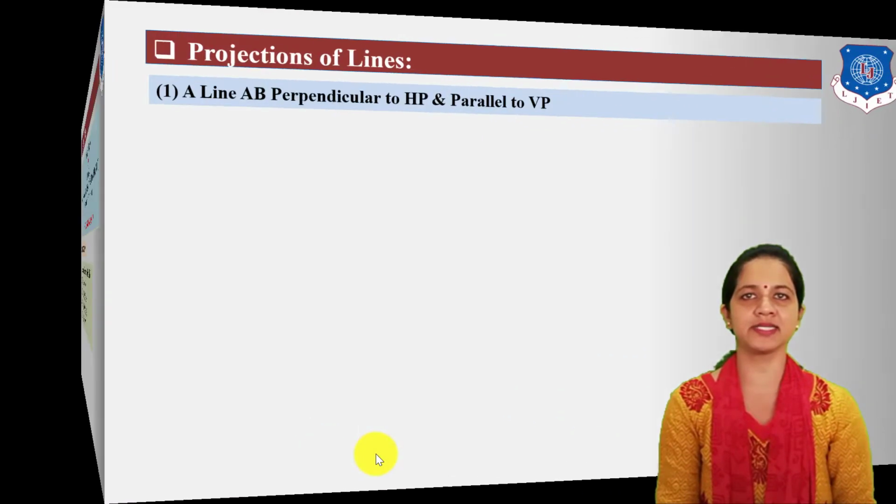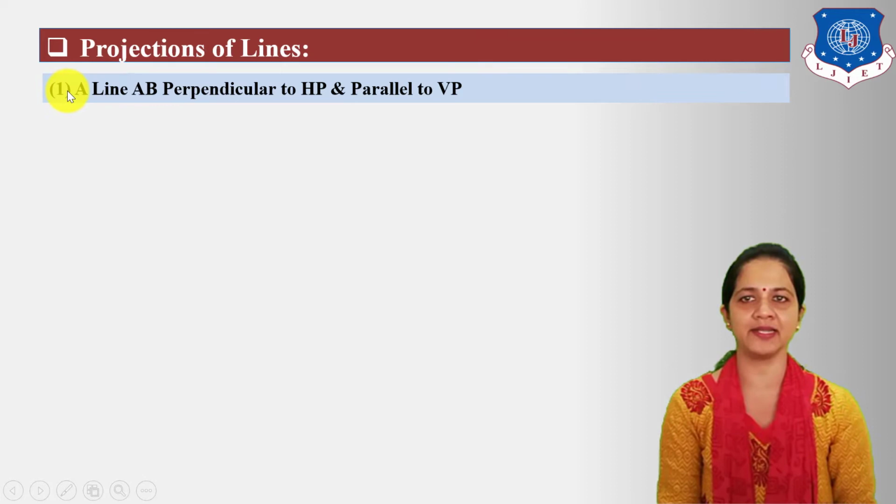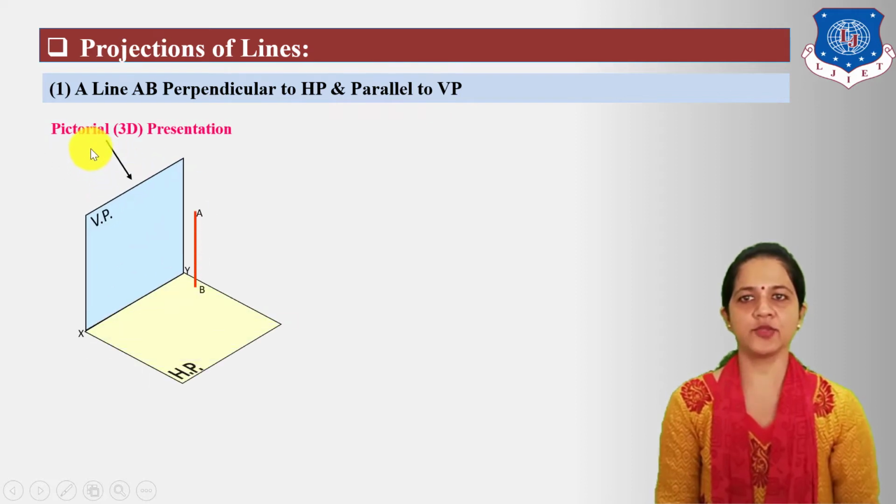Next, let us understand the first case of line, a line AB perpendicular to HP and parallel to VP. Here you can see the pictorial or 3D presentation of line AB in the first quadrant, meaning both points of line AB are above HP and in front of VP. Here line AB is parallel to the vertical plane and perpendicular to the horizontal plane.